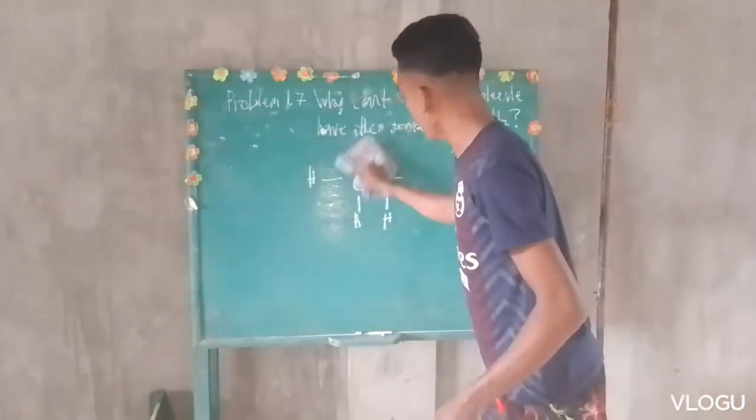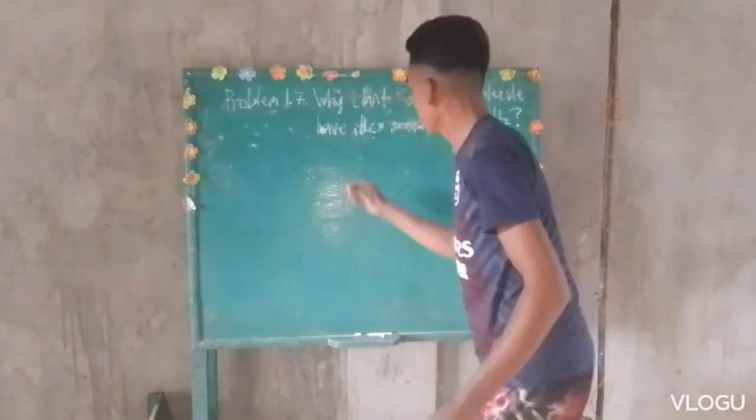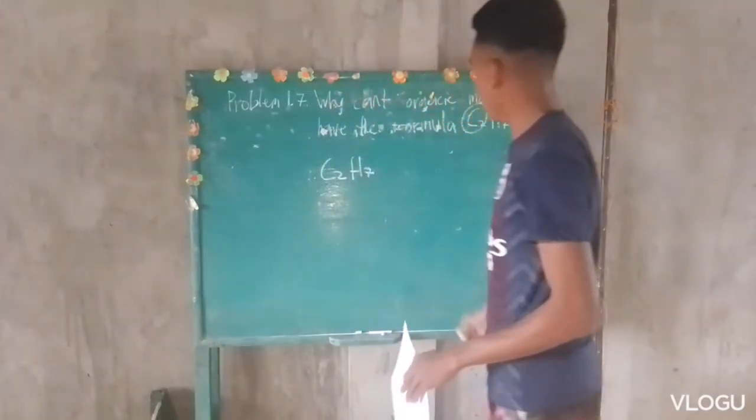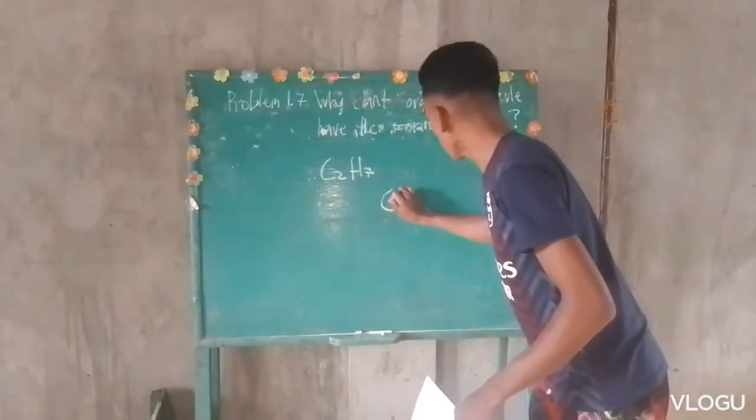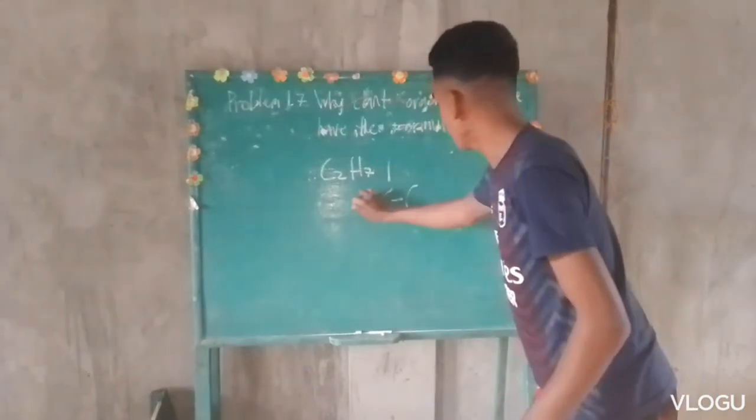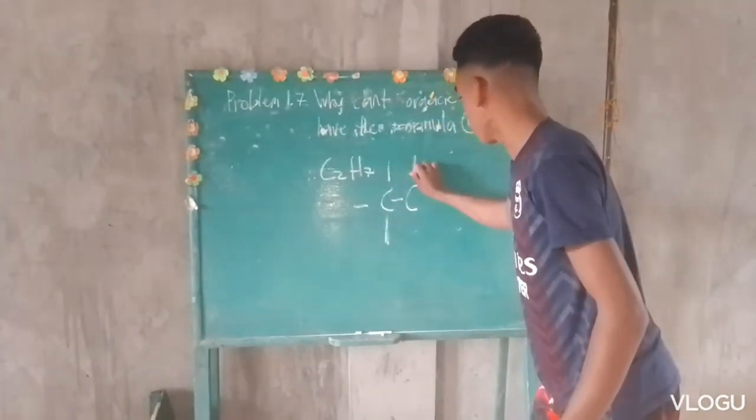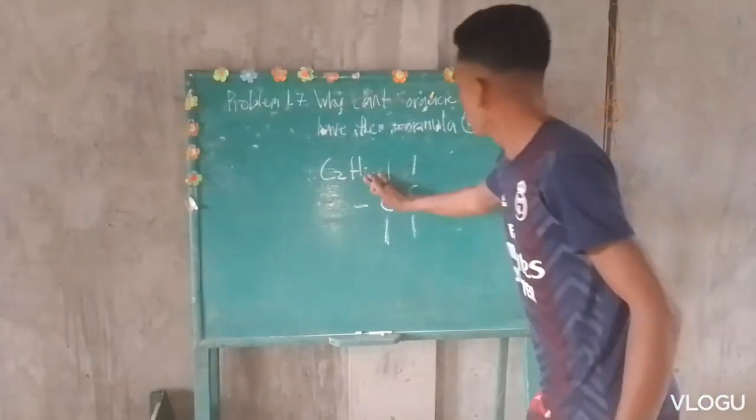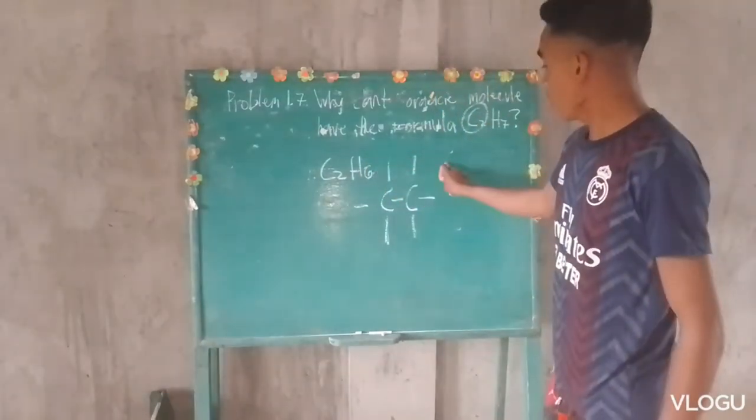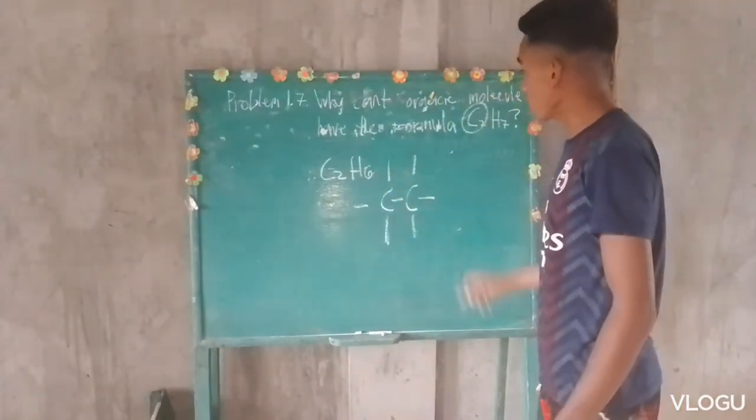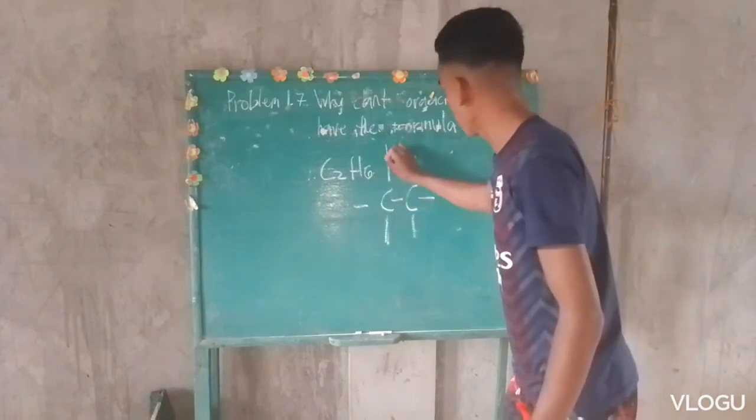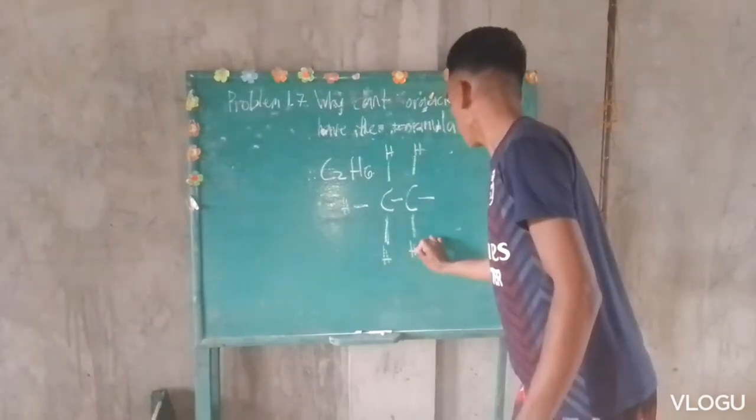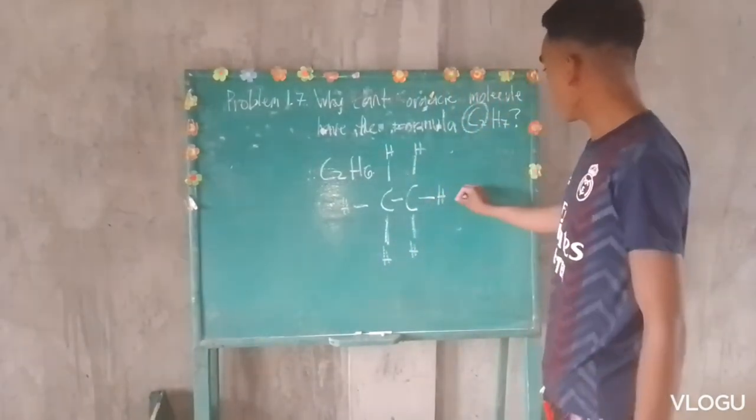The right formula is C2H6. Why? Because in a carbon-carbon single bond, there are 3 valence electrons left in each of these carbons. So these 6 valence electrons will be utilized by 6 hydrogen. 1, 2, 3, 4, 5, 6. So this formula is correct.